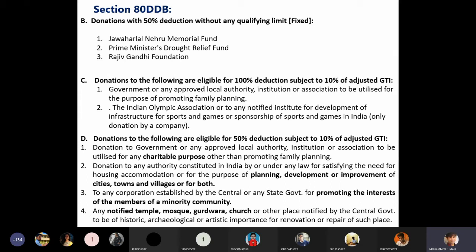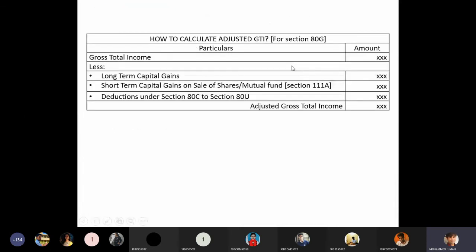In fact, we did discuss section 80GG, in which the assessee who is not in receipt of house rent allowance can claim deduction. In section 80GG also we require adjusted GTI. In section 80G also we require adjusted GTI. So how do we calculate this adjusted GTI? Let's look into the steps for computing adjusted GTI. So this is how we compute adjusted GTI.